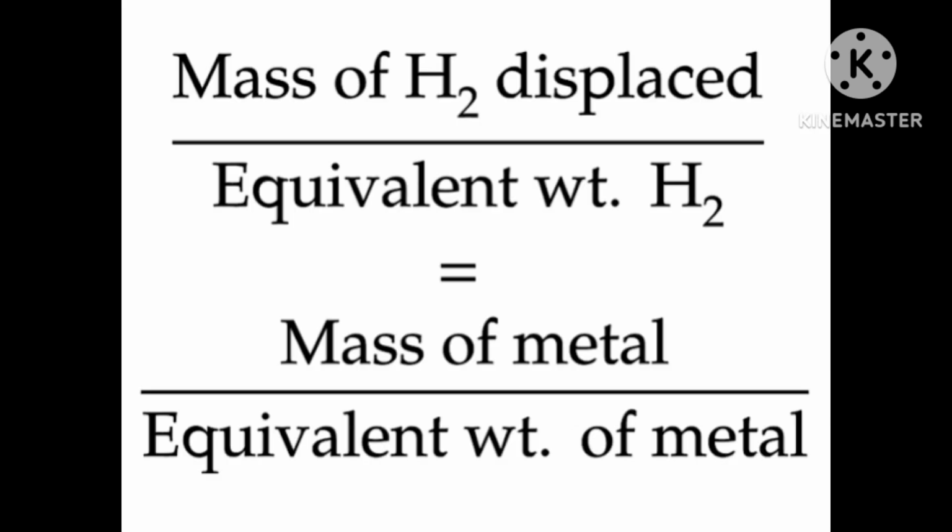All three are related. Then you can write r1 upon r2 is equal to under root d2 upon d1, and that is equal to under root M2 upon M1. Here M is molecular mass, M2 for the second gas and M1 for the first gas. Knowing the molecular weight of one gas, that of the other can be calculated.